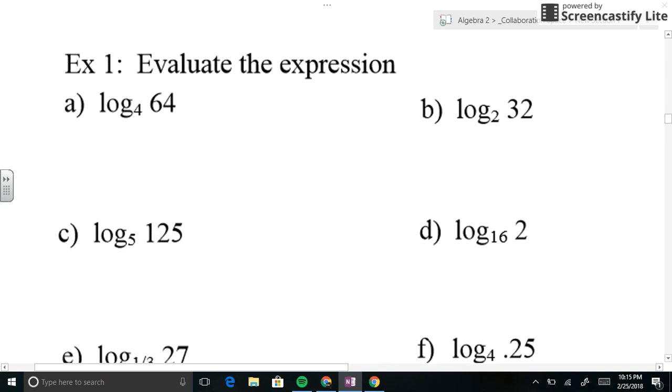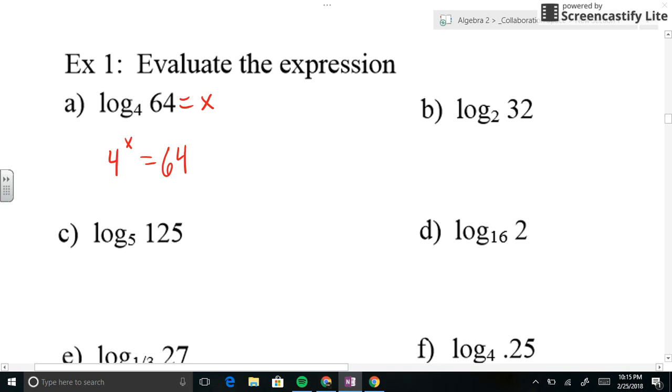Let's try to evaluate the expression here. So log base 4 of 64. We're just trying to evaluate that. We're saying 4 to what power equals 64. So even though it's an expression, I'm going to make it an equation so it'll help us out. Let's say that this log base 4 of 64 equals x. So basically, we're trying to figure out what x is. So 4 is the base, x is the exponent, and the answer to this exponential equation would be 64.